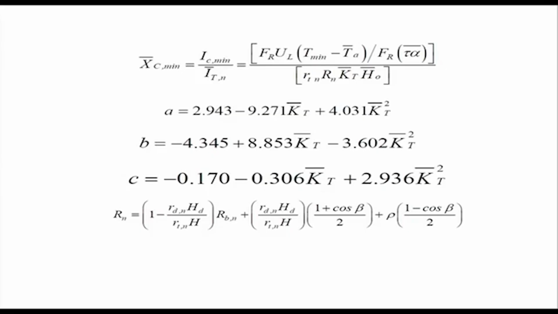Rn again we have expressed a large number of times in the problems and the derivation. It is 1 minus Id by I into Rb at the noon time, plus Id by I times (1 plus cos beta by 2), plus (1 minus cos beta by 2) times the ground reflectivity rho.